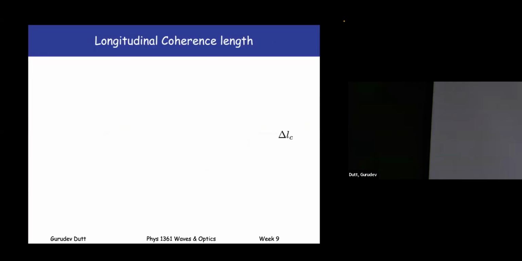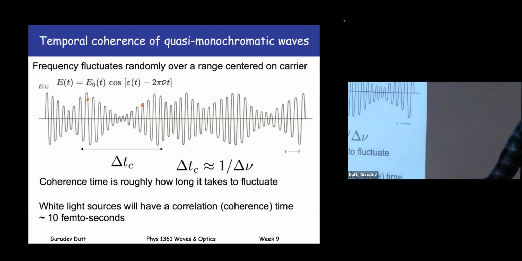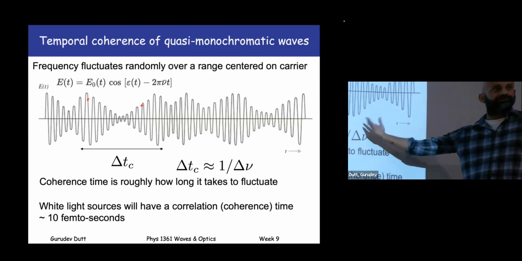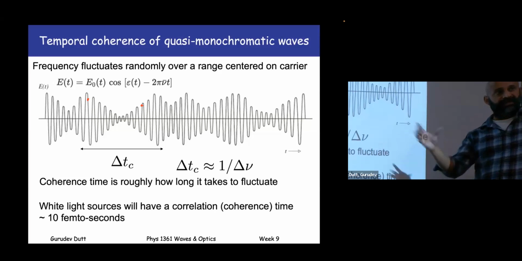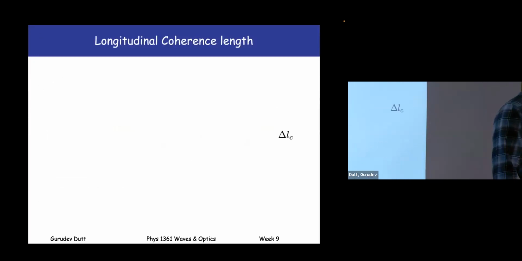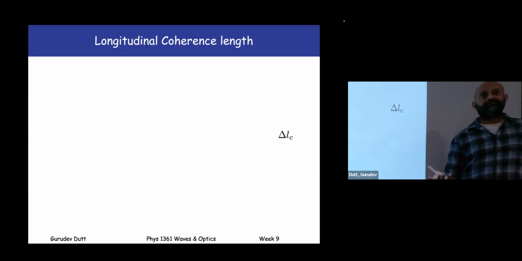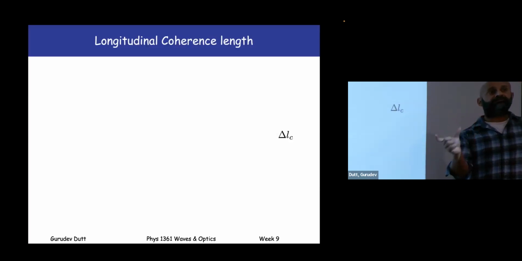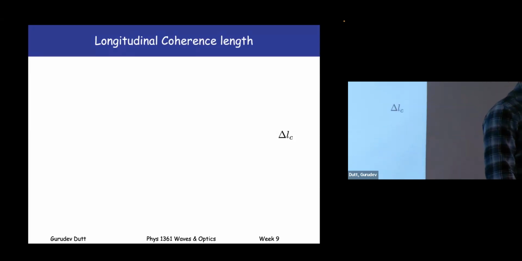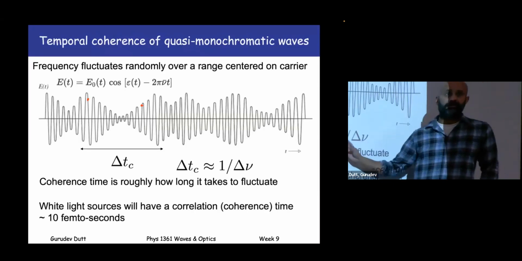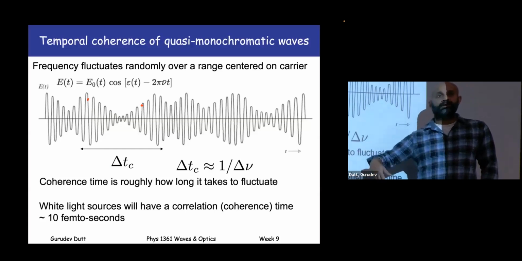So from the coherence time, this delta Tc, which as I just told you is 1 over the bandwidth of the source, I can now define something called a longitudinal coherence length. Remember, for most of the interference experiments, we're interested in the path length difference, R1 minus R2. We talked about that in the last class. So to compare that R1 minus R2 to a length instead of a time, this delta Tc is a time, so I want to convert that to a length.